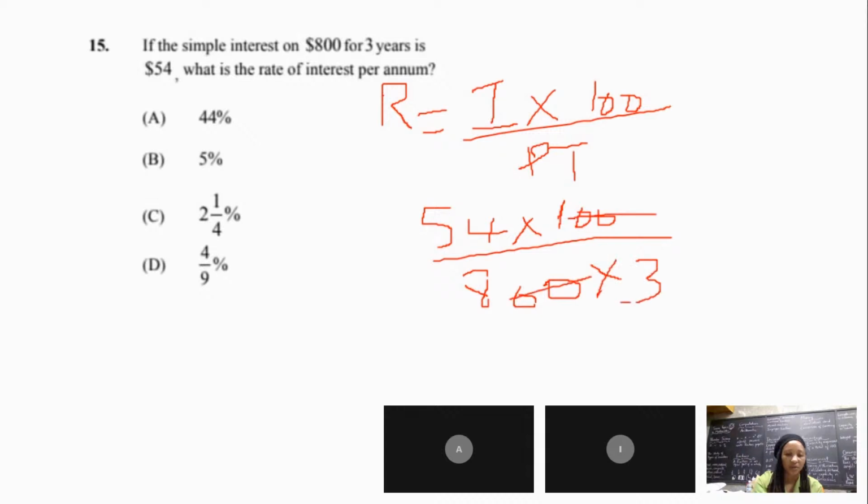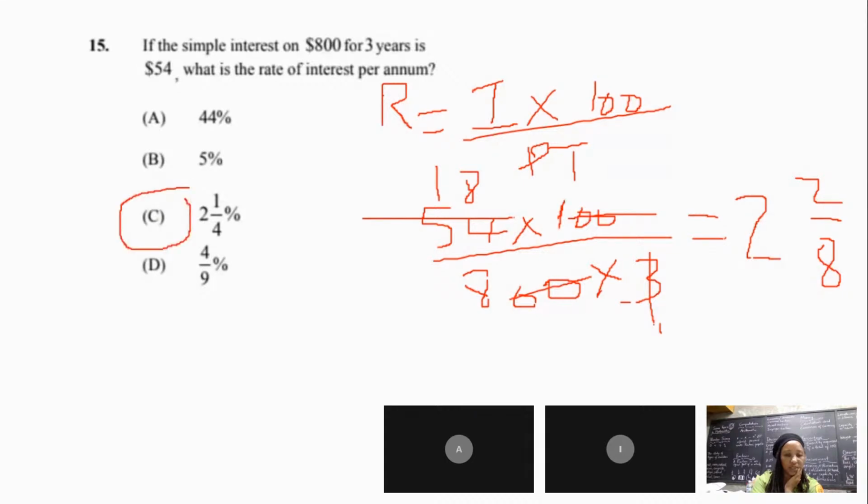So those zeros cancel. 3 into 54 goes 18. And 18 divided by 8 would be 2, remainder 2 over 8, which is a quarter. So 2 and a quarter, which is C.